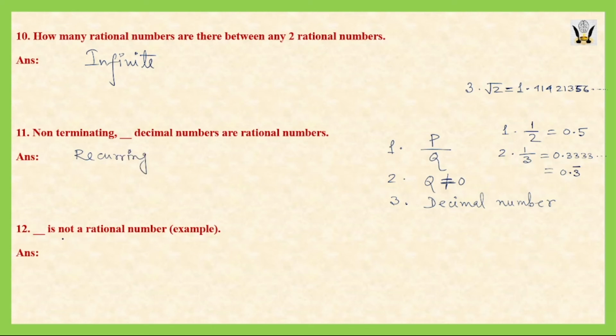The next question starts with dash. Dash is not a rational number, and within brackets is written example. So we have to give an example of a number which is not rational in nature. As we have discussed, root 2 is an example of an irrational number. Similarly, root 3 is also an example of an irrational number. We know that pi is also an example of an irrational number.